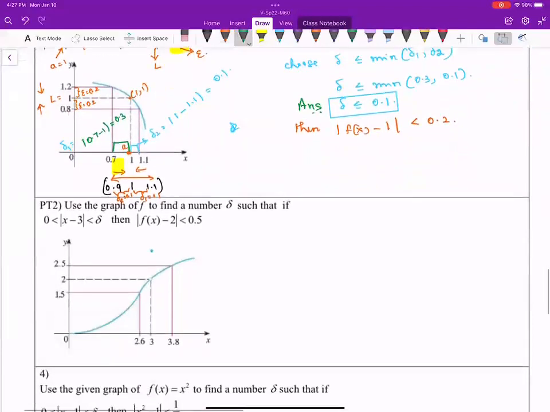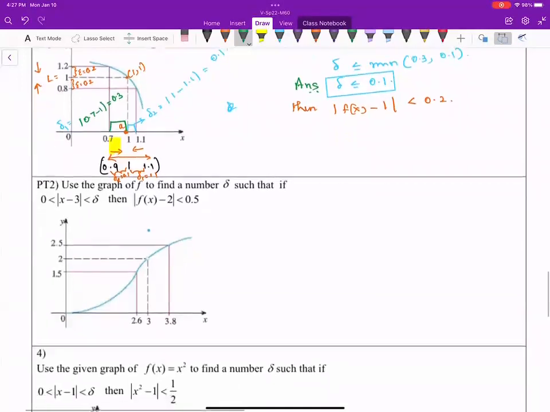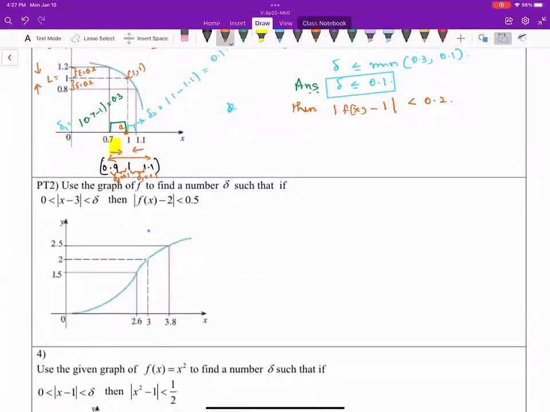Let's see the next problem. Use the graph of f to find a delta such that if absolute x minus 3 is less than delta, then absolute f(x) minus 2 is less than 0.5. As we did in the earlier problem, this value is the limit of f(x). This value is the difference that we desire between f(x) and 2, which is 0.5. So this distance is 0.5, 2 to 2.5, and 1.5 to 2 is also 0.5.